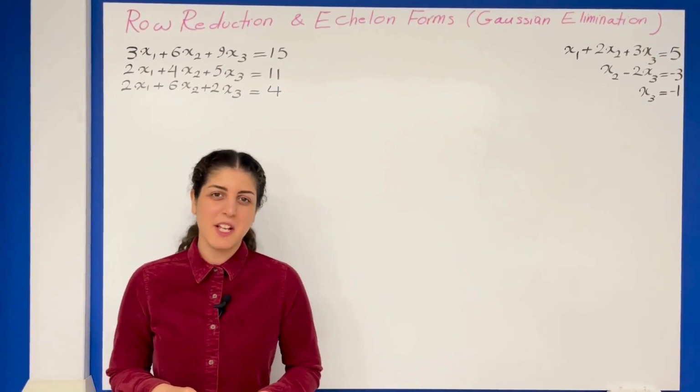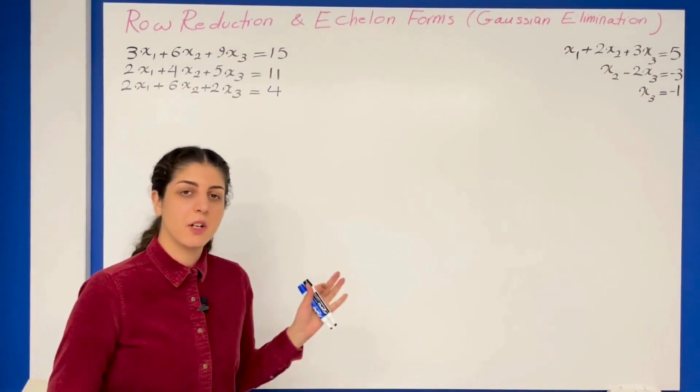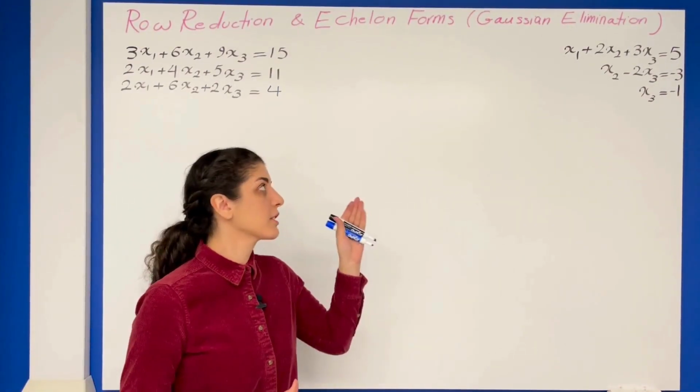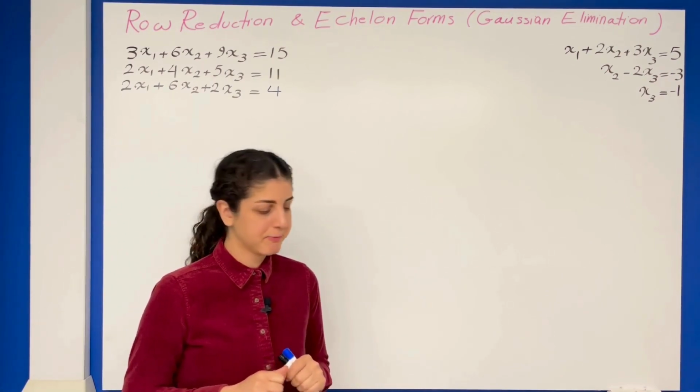Hello everyone. Today I'm going to talk about row reduction and echelon forms. These are part of a famous algorithm called Gaussian elimination, which will be used to solve linear systems.